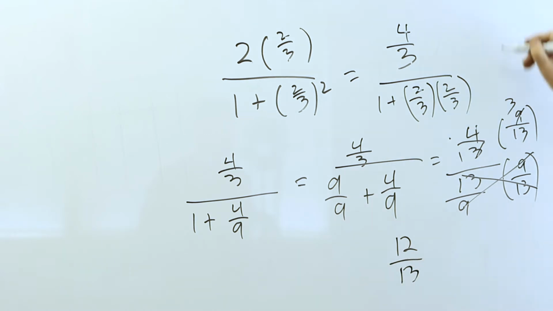So again, I get a Pythagorean triangle. Its hypotenuse is 13, its leg is 12. And so before we ended up with 5/13, now we end up with 12/13.